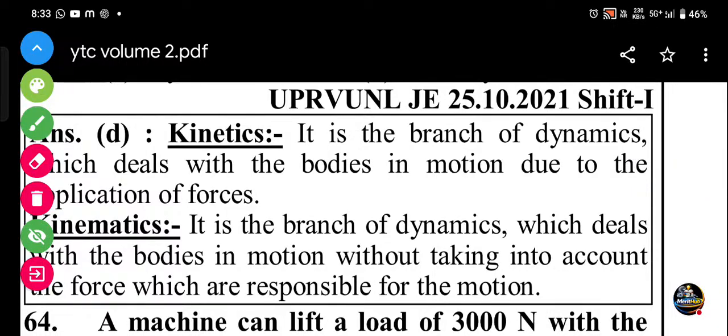Kinetics is the branch of dynamics which deals with bodies in motion due to the application of forces. Kinematics is the branch of dynamics which deals with bodies in motion without taking into account the forces which are responsible for the motion.